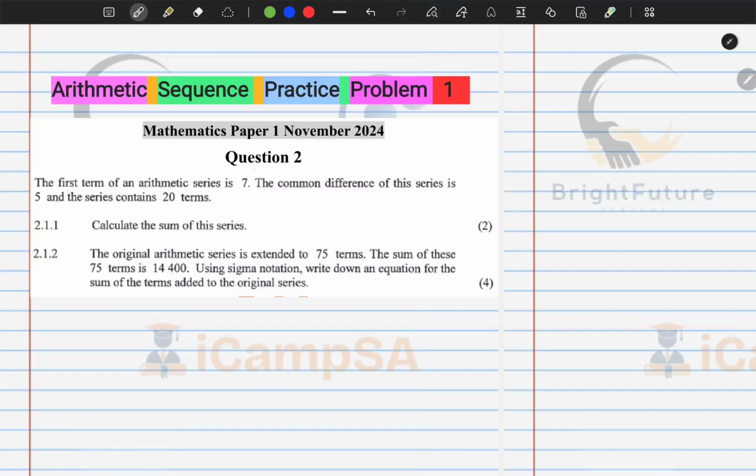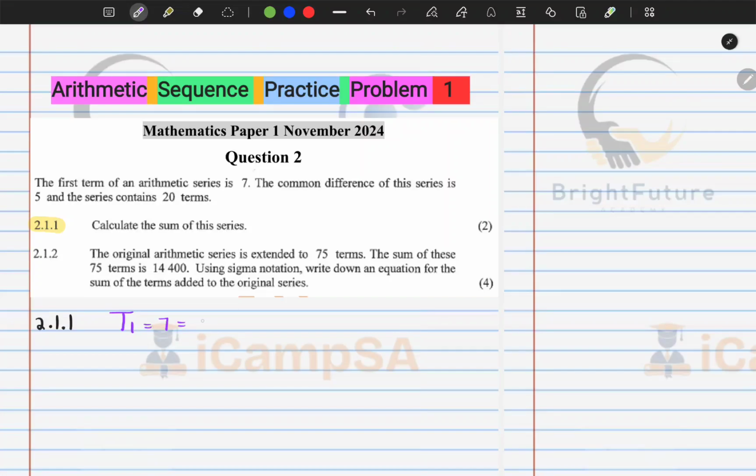So let's have a look at the first question, which is problem 1 of our practice problems. Problem 1 comes from Maths paper 1, the November 2024 paper, and this is question 2 on that paper. The statement reads: the first term of an arithmetic sequence is 7. The common difference of the series is 5, and the series contains 20 terms. The first question, 2.1.1, requires us to calculate the sum of the series.